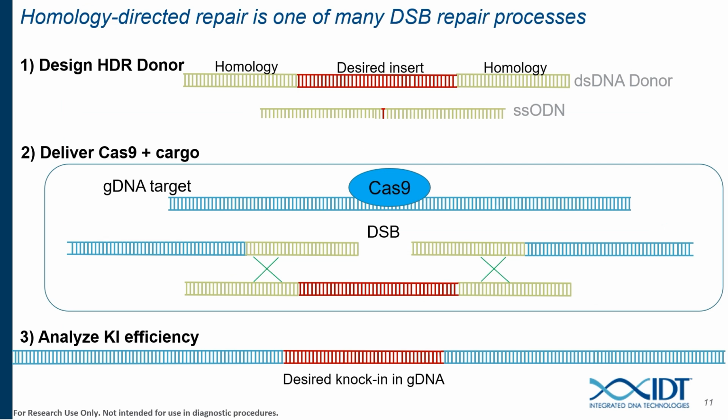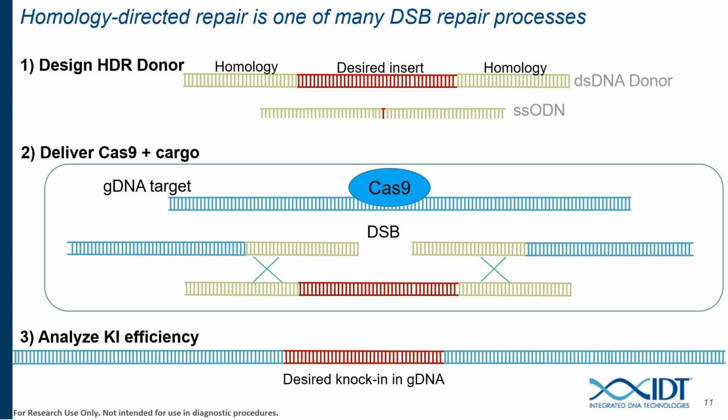So to get us all on the same page for HDR, this little cartoon here is a graphic that outlines the steps that one would take to create a knock-in. So you'd start with identifying your target, and designing an HDR donor that contains homologous sequence that flanks the Cas9 cleavage site, and the desired insert is in the middle. And HDR donors can be viral, double-stranded DNA, single-stranded, plasmid, mini-circles, lots of different options here. And today I'll mostly focus on double-strand DNA donors.